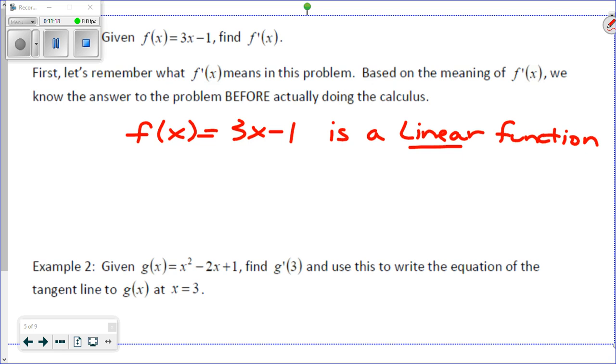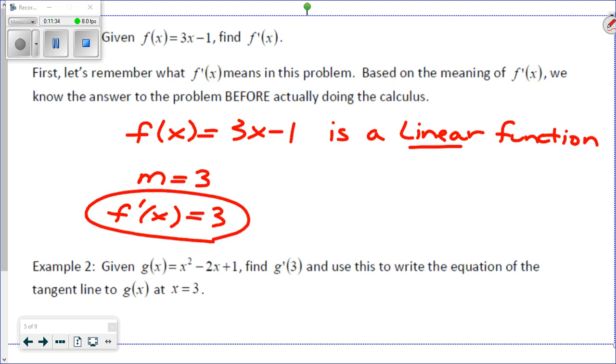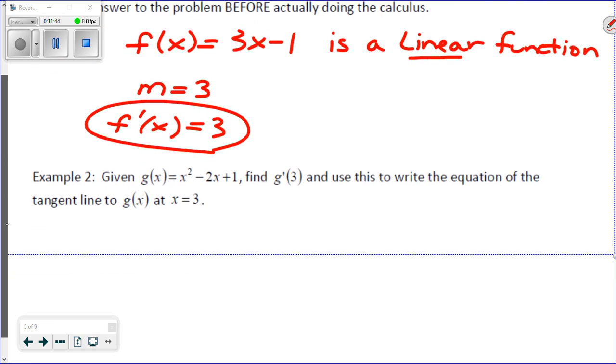So remember, linear functions have a constant rate of change or constant slope. So the slope of this line is the slope of the tangent line. Okay, so here f prime of x would just equal 3, because the function is linear and the slope is 3, and that would also be the slope of the tangent line. So really look at your function. You may not have a lot of work to do.